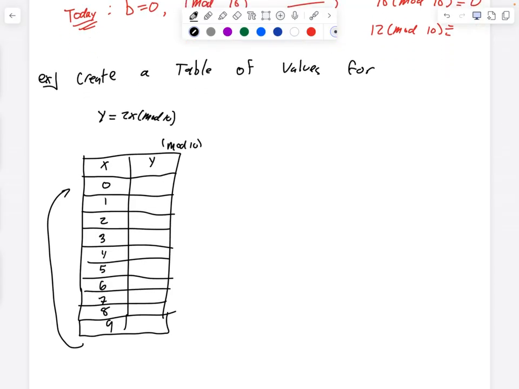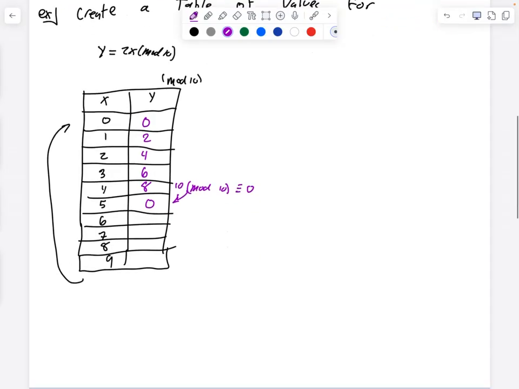So, what's 2 times 0? Now our table is going to start exactly the same like you did in your do now. So let's fill in the first value. 0. The slope is 2. So if I plug in 1, I get 2. Next. Next. Next. Mod 10, because remember, 10 in mod 10 is 0. Next value? 4, 6, and 8.